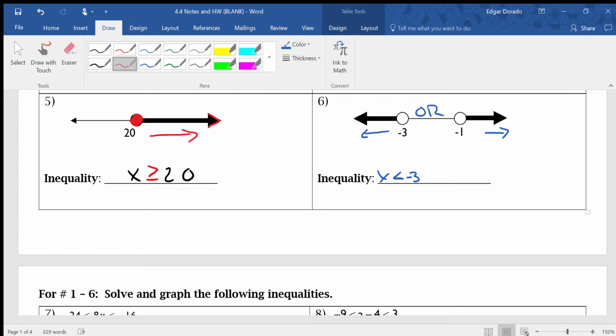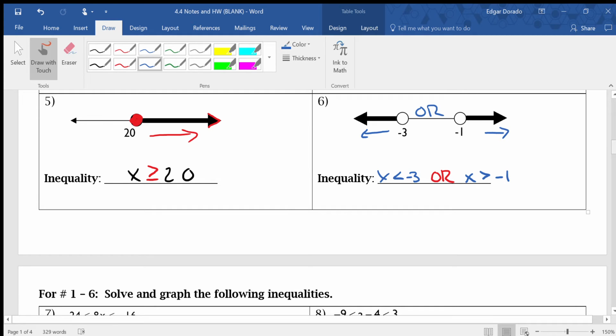Now, again, it's an or statement, so make sure you write or x and -1, and once again, which way am I shading? I'm shading to the right, which is greater than, and it's an open circle, so no need for an equal. Okay, now let's look at number 7.